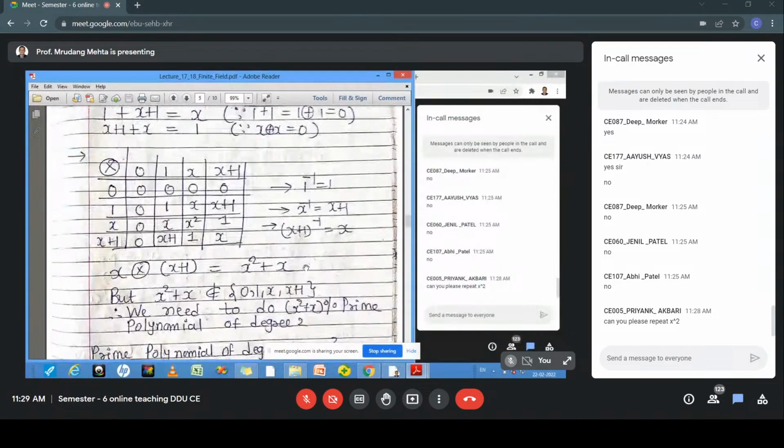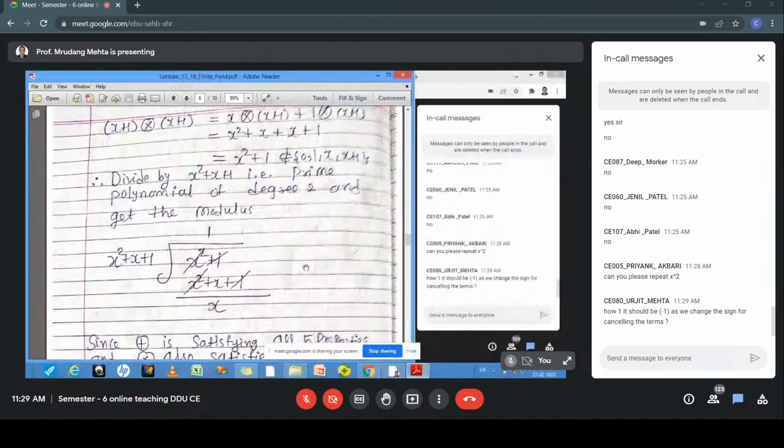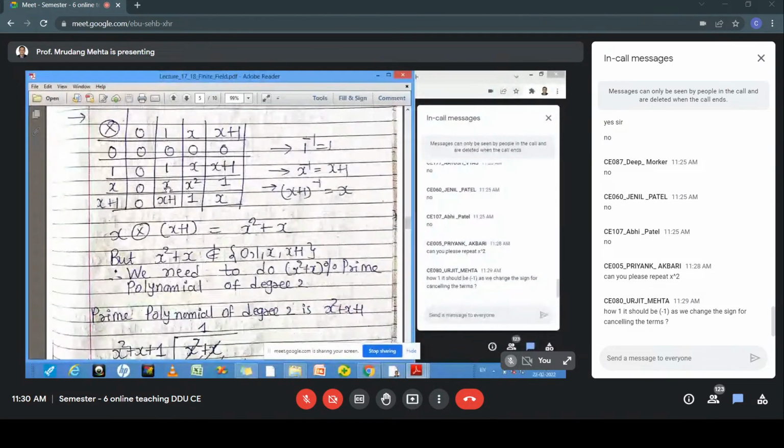How are these properties satisfied? Closure, identity. If you look at 0, anything plus 0 is the same value. And for multiplication, wherever you find 1, you have a multiplicative inverse.